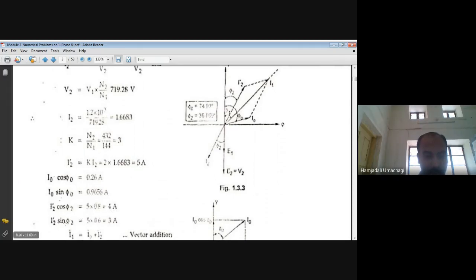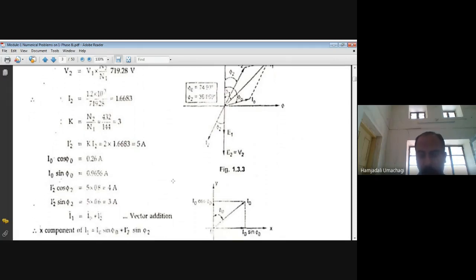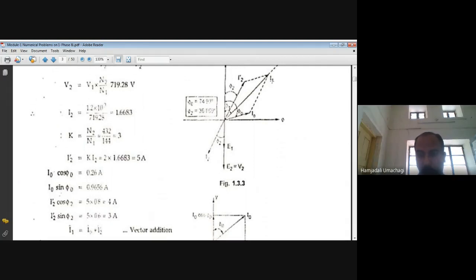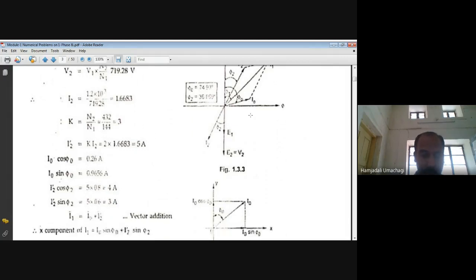I2 dash is 5 ampere and sin phi 2 is sine of cos inverse of 0.8, that is 0.6. 5 into 0.6 is 3 ampere. Right. Now, if I want to get the value of primary current I1, refer to this phasor diagram. I1 can be the vector addition of I2 dash and I0. Here in this case, I1 is nothing but I0 plus I2 dash.